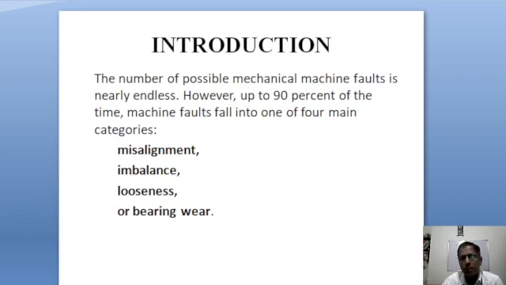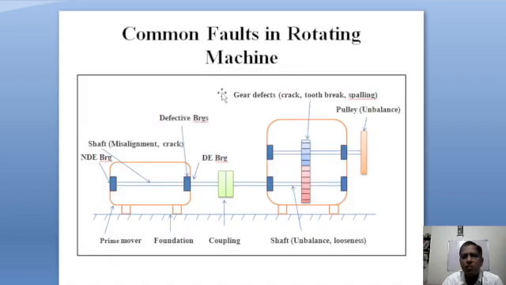So in 90% of the cases the faults belong to the rotating parts, and that is why arresting the rotating faults at an early stage becomes very important. In today's lecture we are going to see what the different types of faults in rotating machines are, which need to be arrested at an early stage, so that the life of a component or a machine, and the efficiency of a machine, can remain high for the design period of time. So what are the common faults in a rotating machine?